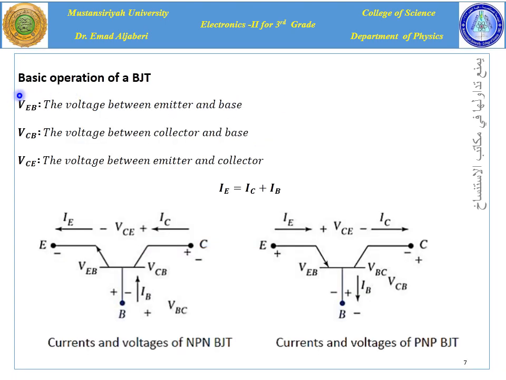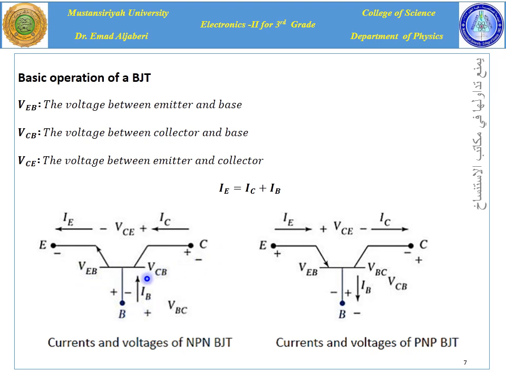Basic operation of a BJT. There are three types of voltages in the transistor, regardless of NPN transistor or PNP transistor. Between emitter and base, there is V sub EB. Between base and collector, V sub CB. Between collector and emitter, V sub CE.